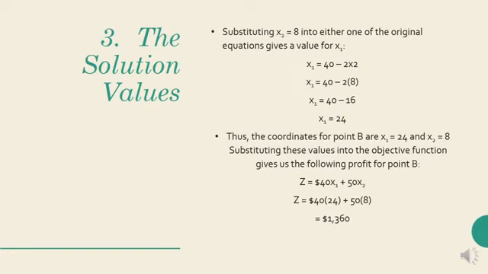Substituting these values into the objective function gives us the following profit for point B. So, sasubstitute natin doon sa ating objective function, or yung profit formula natin, z is equal to 40x1 plus 50x2, z is equal to 40 times 24 plus 50 times 8. We will get a value of 1,360. Ang tanong, is this the maximum profit? Hindi pa natin alam. Ano?